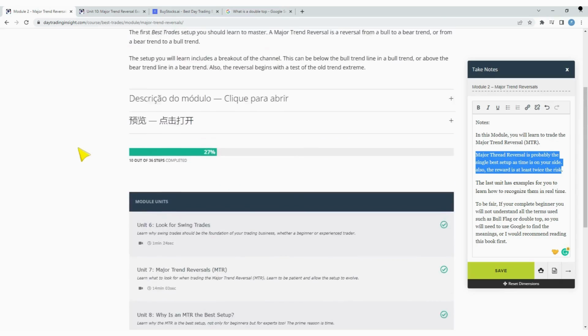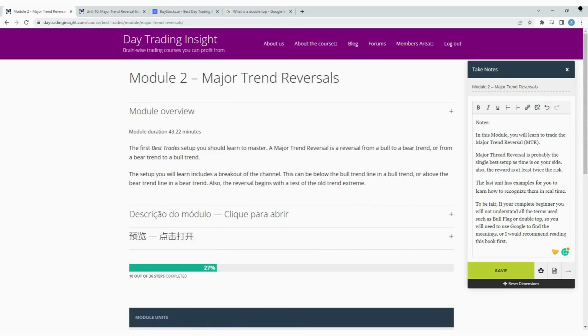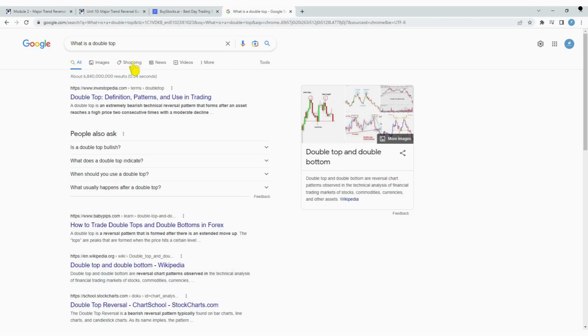Okay, as I said, to be fair, if you're a complete beginner, you will not understand all of the terms used, such as bull flag or double top. So you might need to use Google to find out these meanings. Okay, so it's easy. Just come to Google here and type in what is a double top. And Investopedia.com is definitely a website I would recommend for beginners.